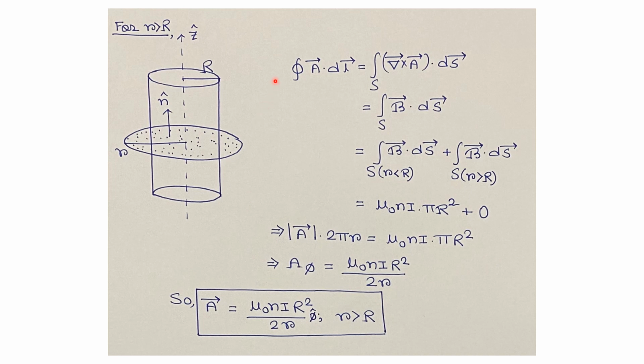And for the closed path integral of the A vector, this will be mod of A multiplied by 2 pi r. So our vector potential will be mu naught N i capital R square by 2r, and in the vector form this will be mu naught N i capital R square by 2 small r along the phi cap direction.